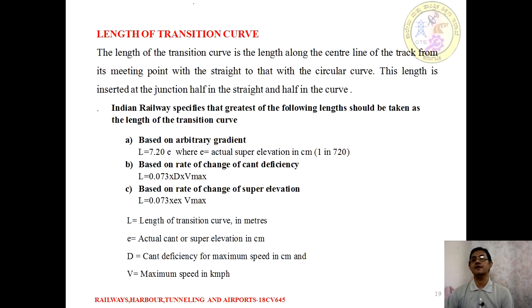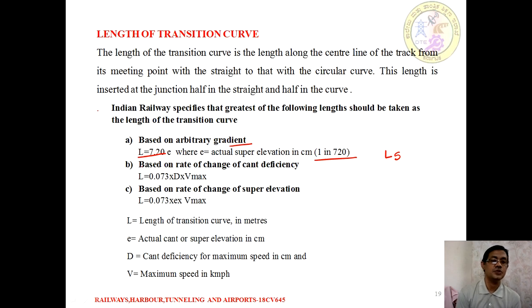Moving on to the next one, how do you calculate the length of transition curve if you have been given all the site conditions? According to Indian Railways, we calculate the length of transition curve based on 3 criteria. The first one is the arbitrary gradient. If you assume 1 in 720 as the rate of super elevation, then the length of transition curve is going to be 7.2 E. Sometimes length of curve is also written as L of S, it is not a problem.